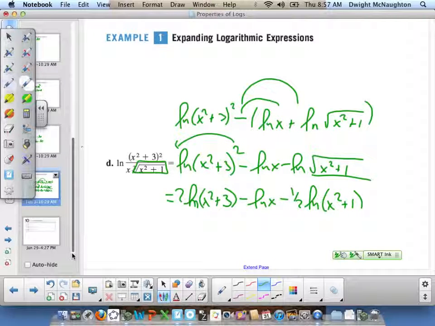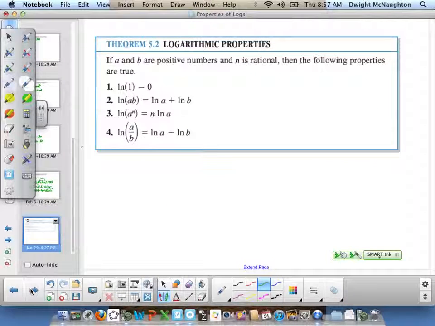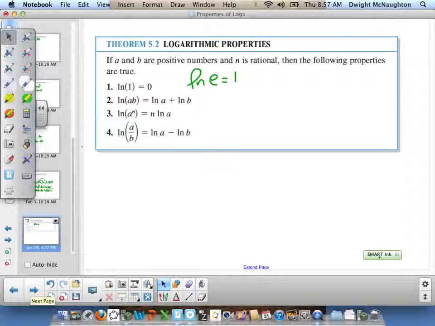All right, so in review, the properties you need to know. The natural log of 1 equals 0. The natural log of e equals 1. You need to be able to split addition. You need to be able to split the multiplication within the log to addition of the logs. You need to be able to split division in the logs to subtraction of the logs. And whenever there's a power on something that's inside the log, bring that out.